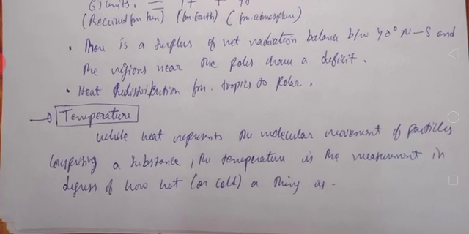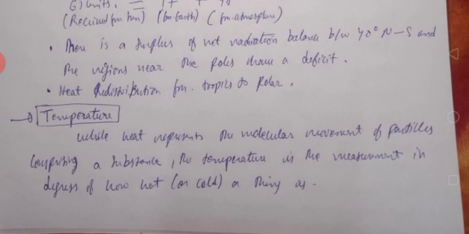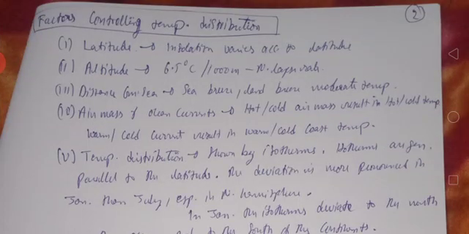Next point is temperature. While heat represents the molecular movement of particles comprising a substance, the temperature is the measurement of degree of how hot or cold a thing is. Temperature is the measurement in degrees of how hot or cold a thing is. So next point is factors controlling temperature distribution. The following factors control the temperature distribution.